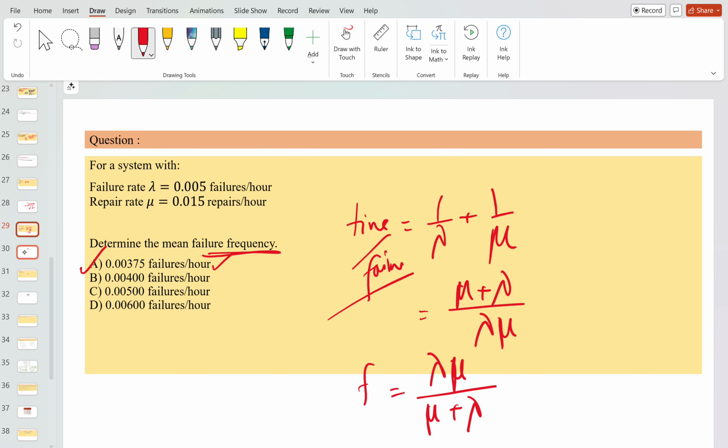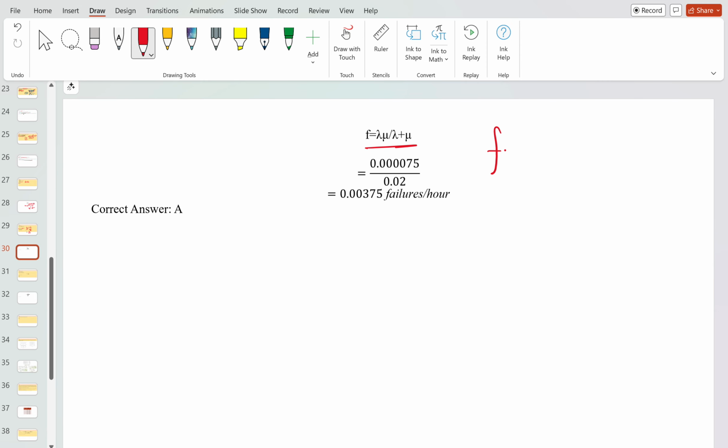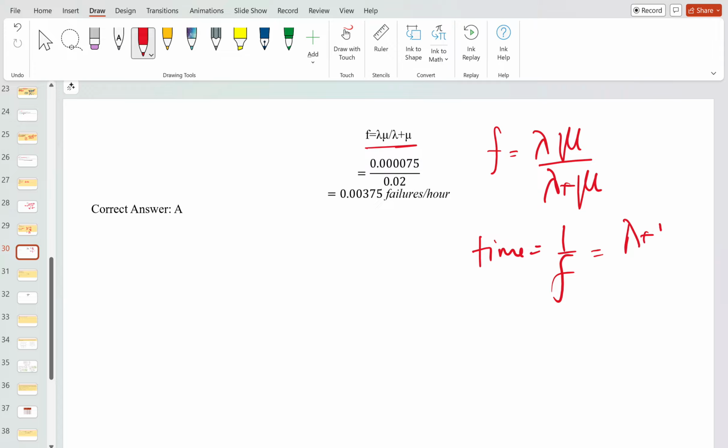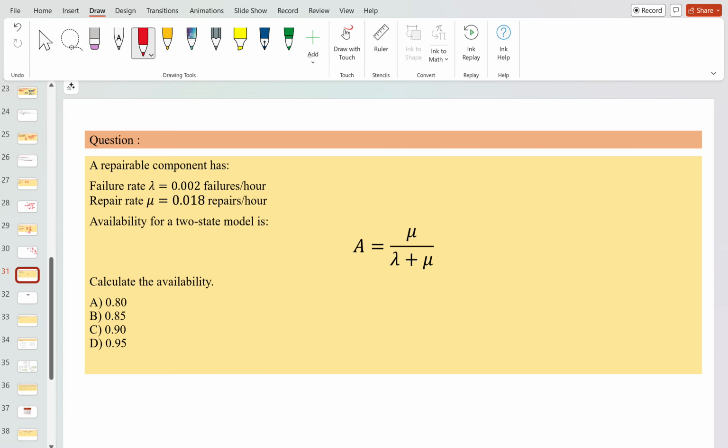Okay. So here also it is written that frequency is basically lambda mu divided by lambda plus mu. And when it is asking for the time, time is equal to 1 upon frequency, so you can use lambda plus mu divided by mu lambda, or you can say 1 upon lambda plus 1 upon mu. Okay. Let's move forward.